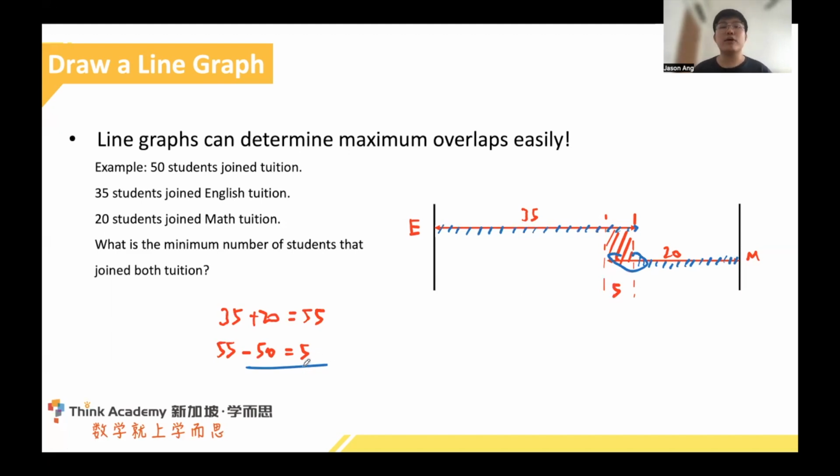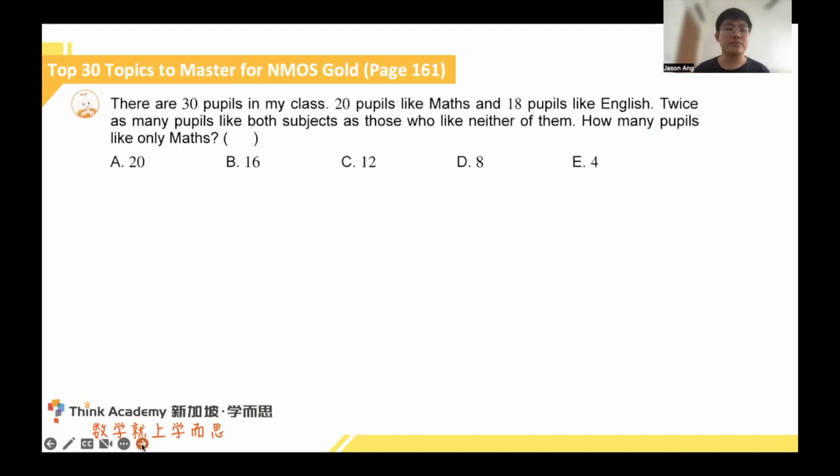So now let us learn how to apply the techniques that we have over here into our NMOS question. So there are 30 pupils in my class. 20 pupils like math and 18 pupils like English. Now, there are double the number of students that like both subjects as compared to those who like neither. So how many pupils only like math? Now, there is an interesting condition here, which they tell you: twice as many pupils like both subjects as compared to those who like neither.